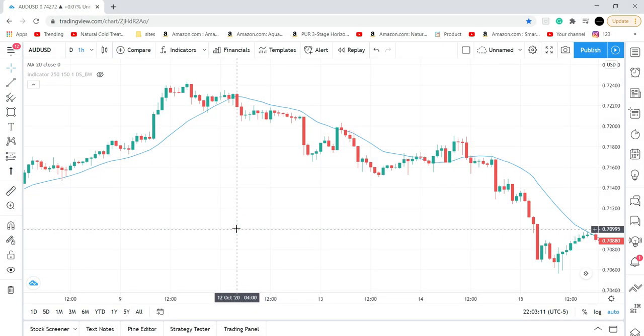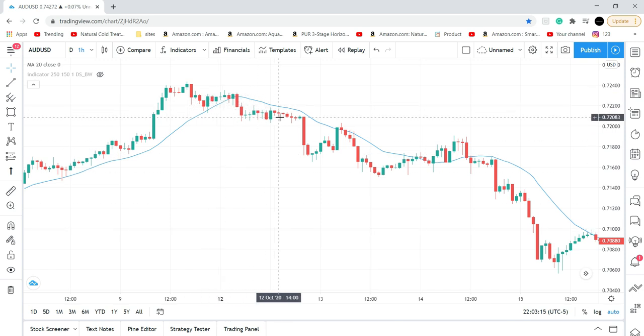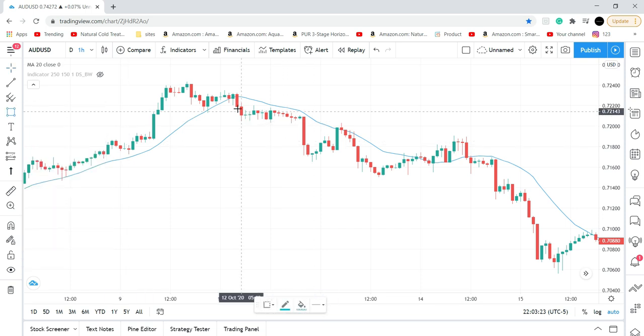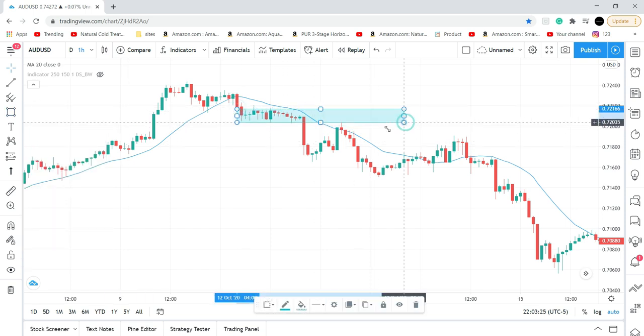Okay guys, here's another example right here. We have price below the 20 moving average. This is the 20 moving average right here. We have a nice supply level right here, and we have price coming back to the 20 moving average combined with supply and demand, and we have a nice trade right there.